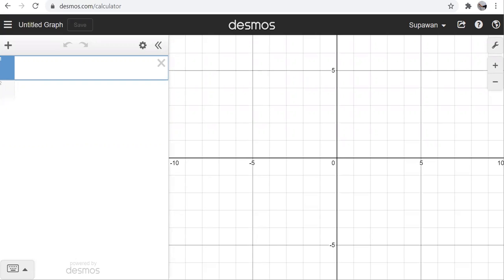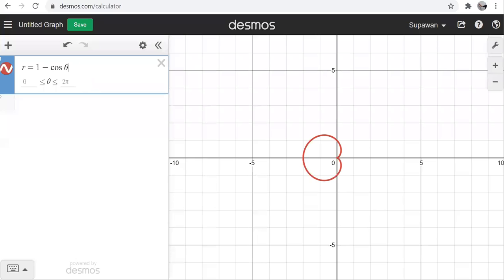For our example, part A is the graph of r equals 1 minus cosine theta. Theta comes up as the special character theta. And theta by default will be set from 0 to 2 pi. You can see the full graph of 1 minus cosine shown here. Now, as you notice, the background is still in the XY coordinate system.